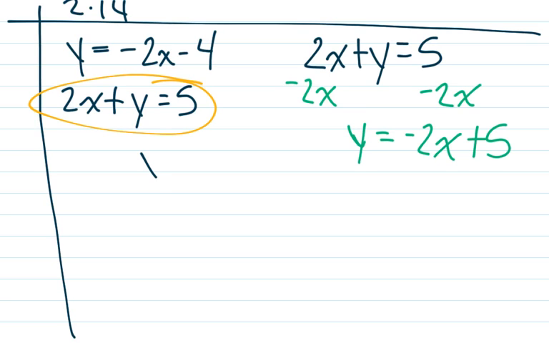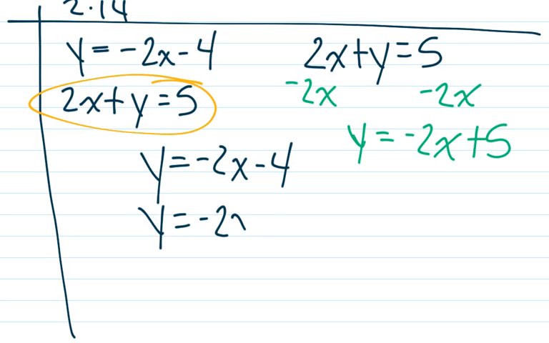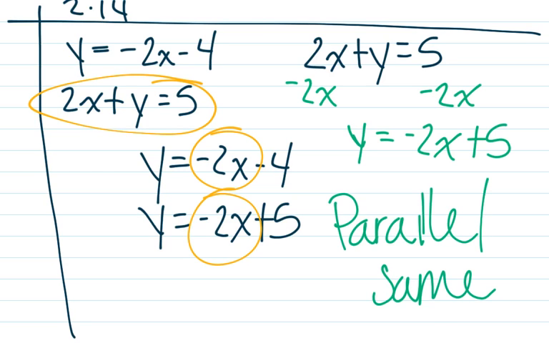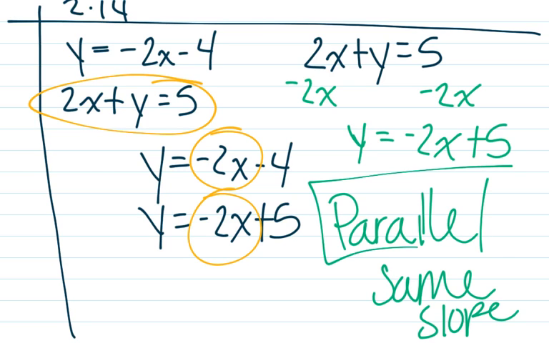And now I'm going to write them back on top of each other. So y equals the first one, negative 2x minus 4. And the second one, y equals negative 2x plus 5. So now they're both solved for y equals. So now we are going to compare slopes, which are right here. Let's go ahead and grab the yellow. And right here. So they are the same. So same slopes means they are parallel. And that's because of the same slope. So that's all we have to do for that one.